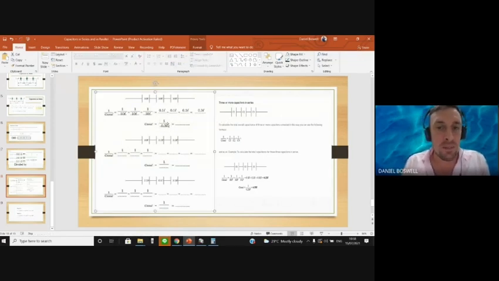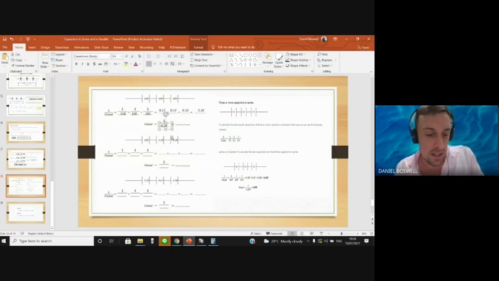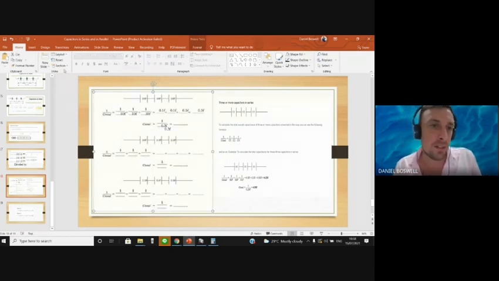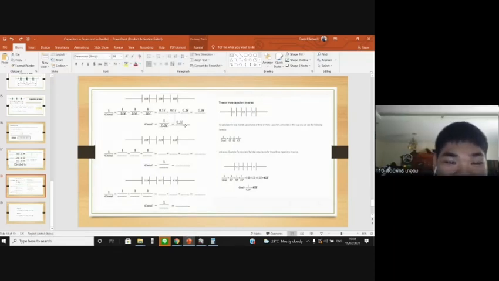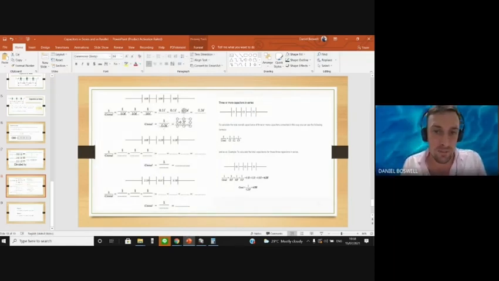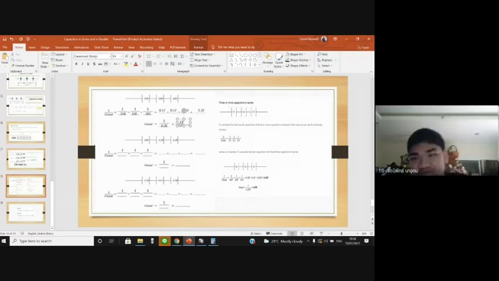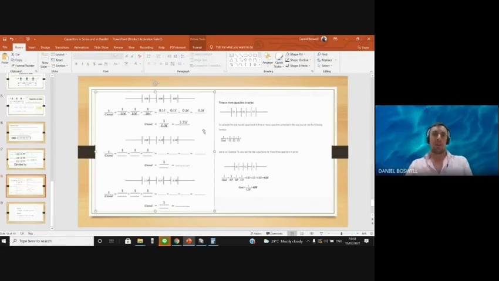So then we do 1 divided by 0.3 farad, which would give us an answer of 3.3. 3.3333, something like that, yeah? Let's go 3.33 farad. Okay, good. Very good.